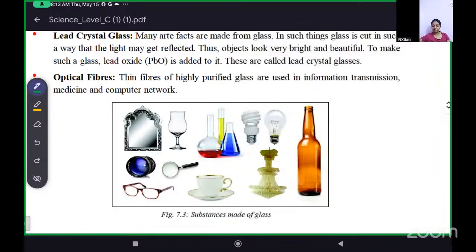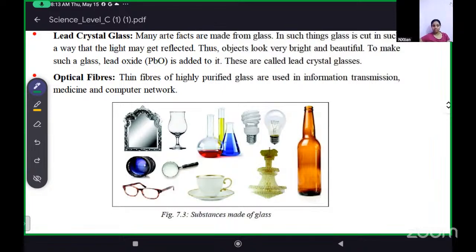Yes, Abraham. I have an argument with this. He said that lead crystal glass reflects light, but all glass reflects light, ma'am. When a ray of light passes through a glass, some part of the ray goes in and some part is reflected back to your eye. That's why you can see even a thin layer of glass.